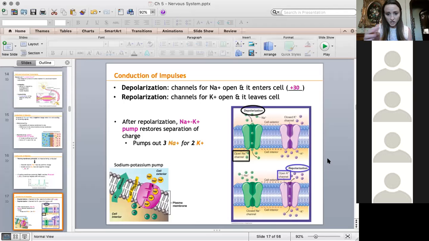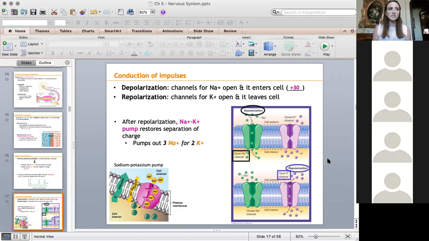outside's positive. So we see here that when depolarization occurs, after we've reached that threshold, the sodium channels will open, and then sodium will enter into the cell because it was on the outside of the neuron. Now it's going to move to the inside due to those gates, and that's when the membrane potential changes and becomes more positive. We get up to positive 30. Now we're going to go back towards repolarization, or in this case, hyperpolarization. In that process, the potassium channels will open, and then potassium will leave the cell and move to the outside. So they basically just switch.